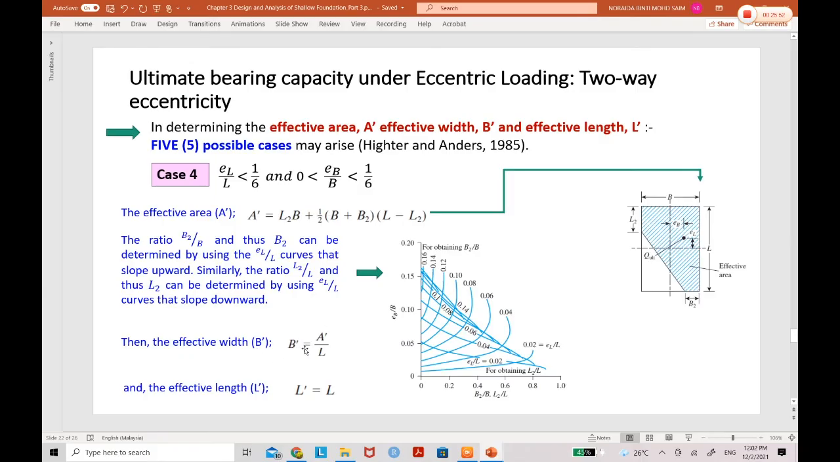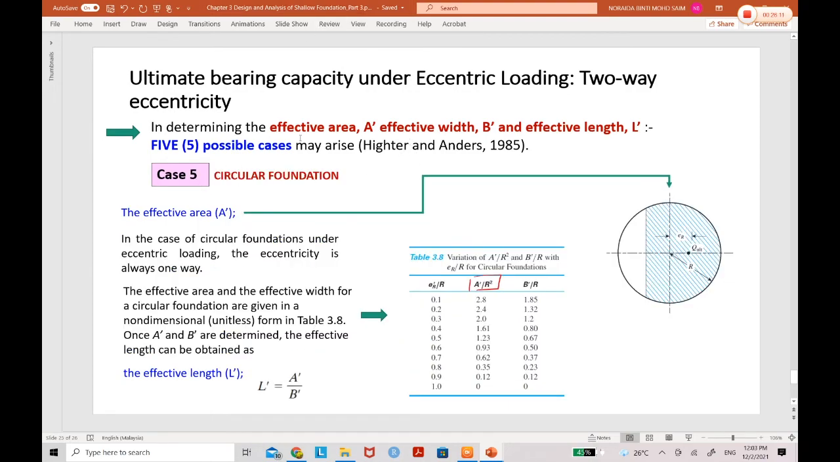Once you have the B2 and L2, you can use that to get the effective area. Then from the area, you can get the B prime and the L prime here. That is for case number 4. Finally, case number 5 is the circular foundation. Note that for the circular foundation, the eccentricity loading is always in a one-way direction only.